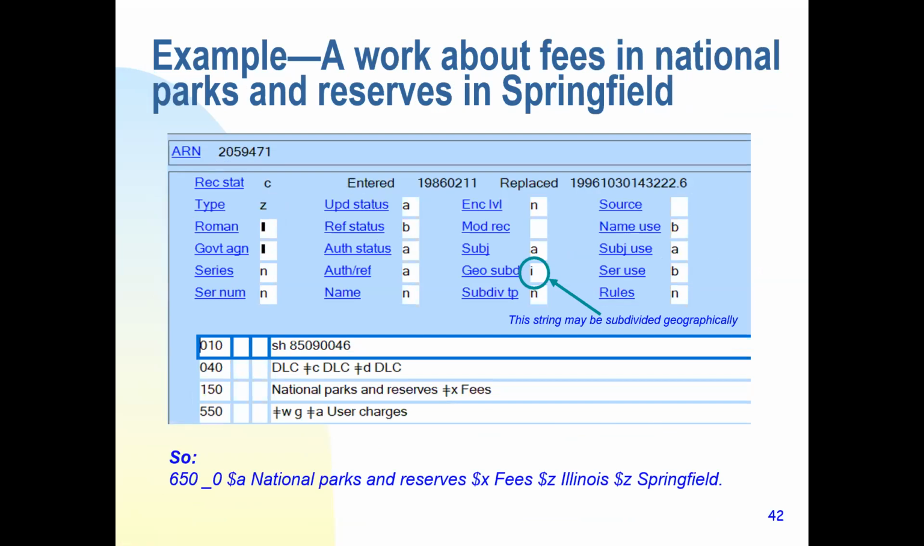Here is another example. If you wanted a work about fees in national parks and reserves in Springfield, then we would code it in a 650 for a topical subject, second indicator blank. The main term, national parks and reserves, goes in subfield A, fees in subfield X, just like in the authority record. And then we can subdivide that geographically, so we can put subfield Z, Illinois, and subfield Z, again, Springfield.